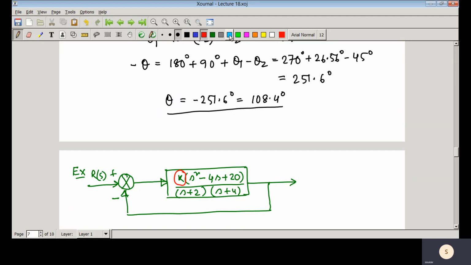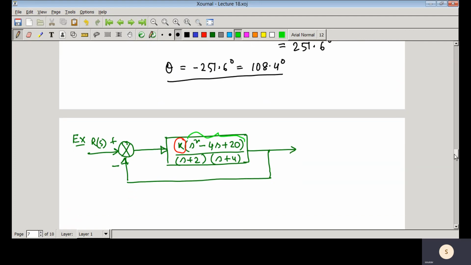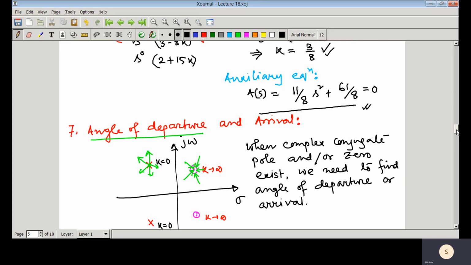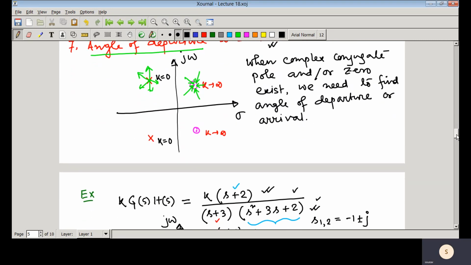In this case, if you look at the numerator part, you can see it has two complex conjugate zeros, s1 and s2. If you find those zeros, they would be 2 plus minus 4j. So these are the two complex conjugate zeros. And in rule 7, we have discussed that we need to find the angle of arrival whenever you have complex conjugate zeros.